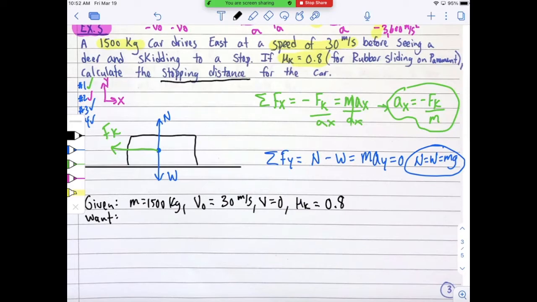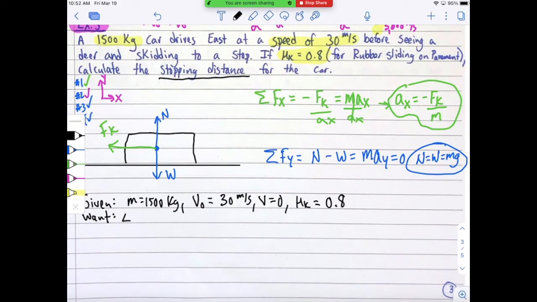For this one, it says calculate the stopping distance of the car. So stopping distance, the car is traveling side to side. They're asking you to get your change in position, or your displacement, delta x. So we go equation shopping, and we need an equation that has a delta x in it. We also need it to have a v0 and a v. And the one thing about it, it does not have time. So they don't give us time as a given.